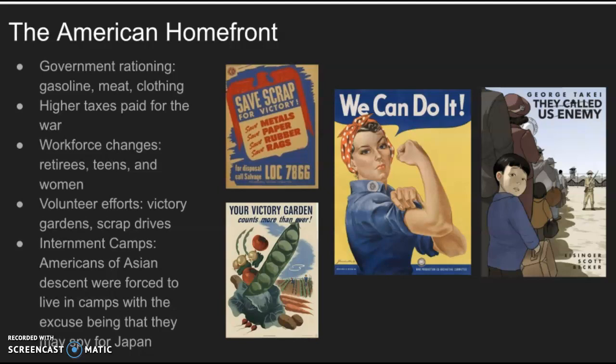If you want to read more about that, a very good graphic novel called They Called Us Enemy is by George Takei, or Takei, I think actually is how you pronounce it. It's a very good graphic novel, and it explains his family, and he was a little boy, and they lived in the internment camps.